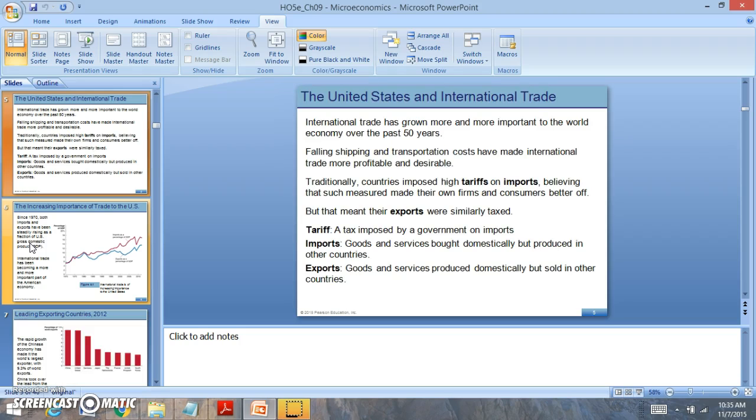Now, when we look at the U.S., we look at a tariff, and a tariff is a tax on an imported good. An imported good is a good that's produced in another country and that is brought over to the domestic economy. Whereas an export is a good that is produced in the U.S. and then shipped outside of the country.